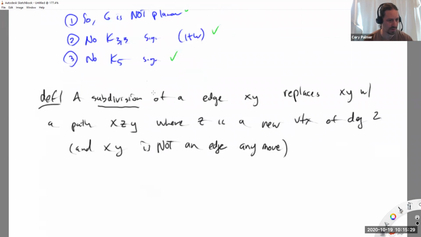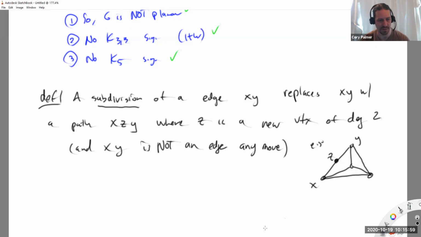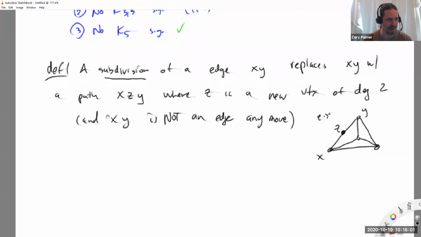So if we're working with a graph, let's just use K4, my favorite standard example. Here's a graph, and say this is edge xy, and I'm going to subdivide the edge xy. That means I just add a vertex z in the middle like that. That's all it is. It's very simple to draw into the picture. Now look, x and y are no longer adjacent to each other. z is a degree 2 vertex on this path x, z, y. So this is a simple example. That's a subdivision of that edge.